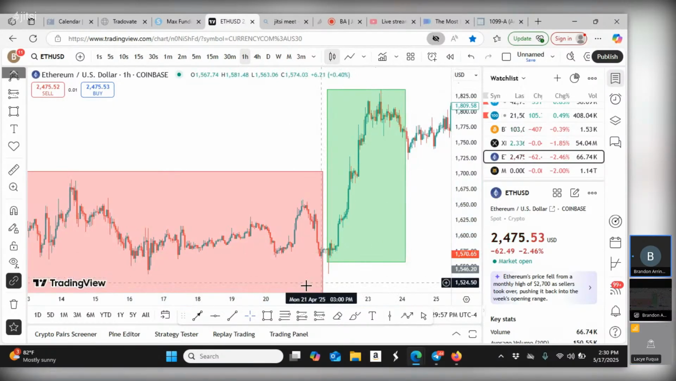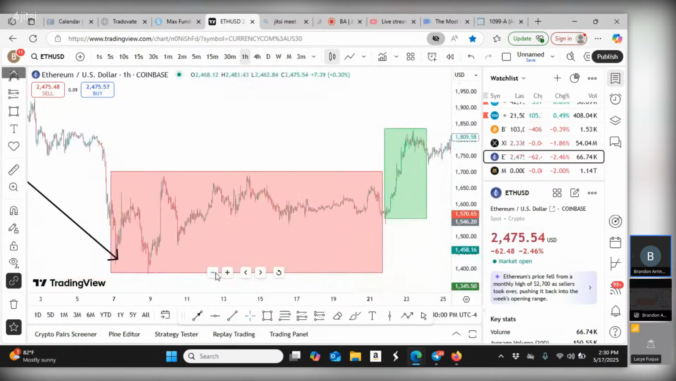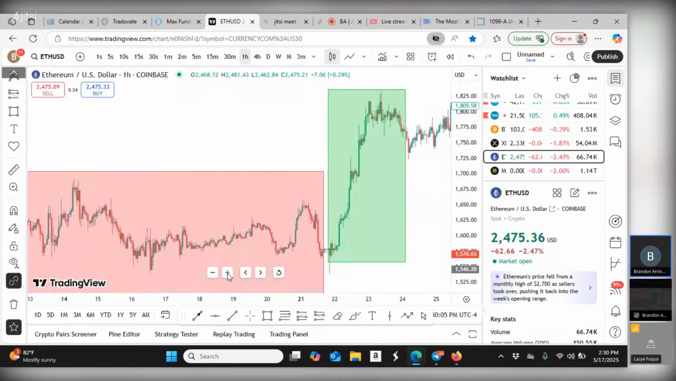See that right there? Let me zoom it out. See that accumulation? Everybody getting trapped. They guessing. They guessing. We waiting for big money to show themselves. So once accumulation get done, we trying to catch this right here. Boom! This cash money right here.